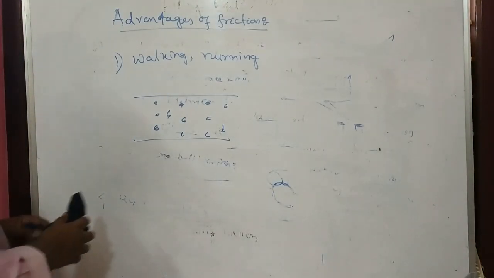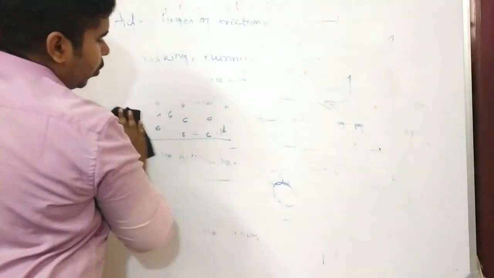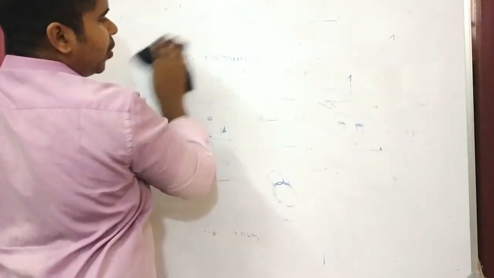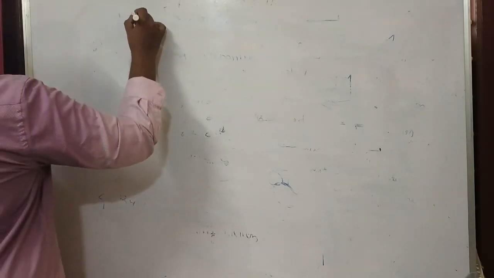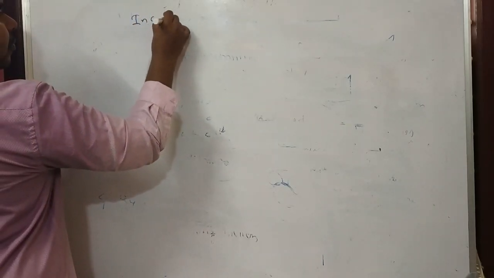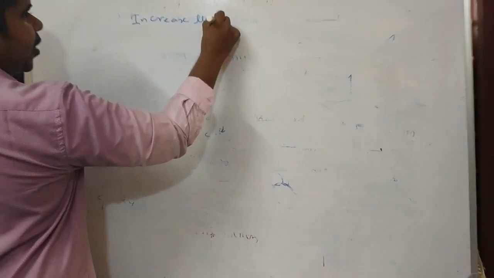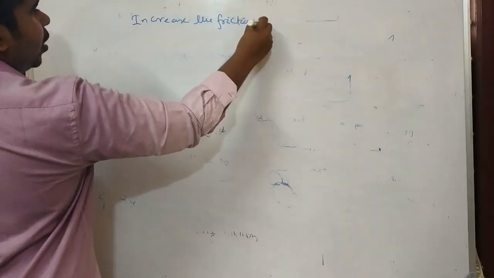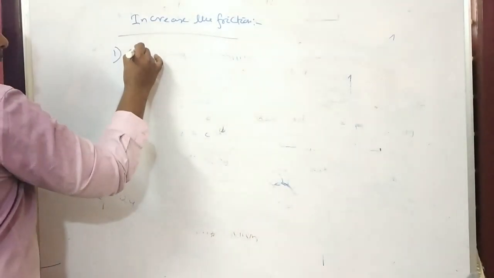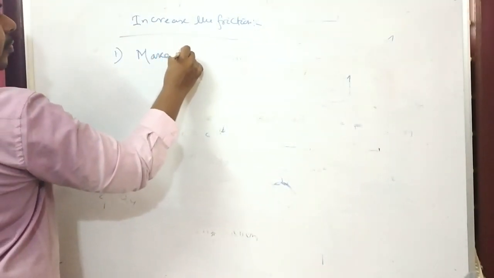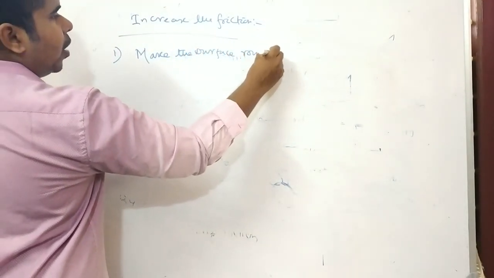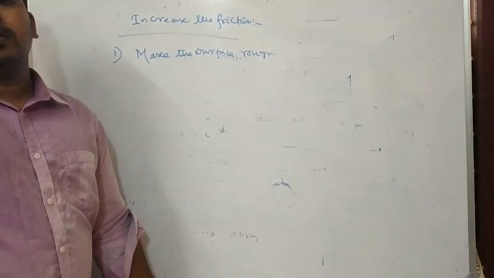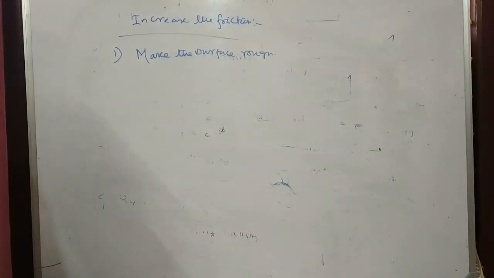Now we have to say the last thing, though we have discussed many things today. Today's video is a little longer. I hope you watch it properly, because I want to complete it today. The next thing is how we can increase friction. To increase the friction, number one, make the surface rough. If I make the surface rough, then definitely the friction will increase.